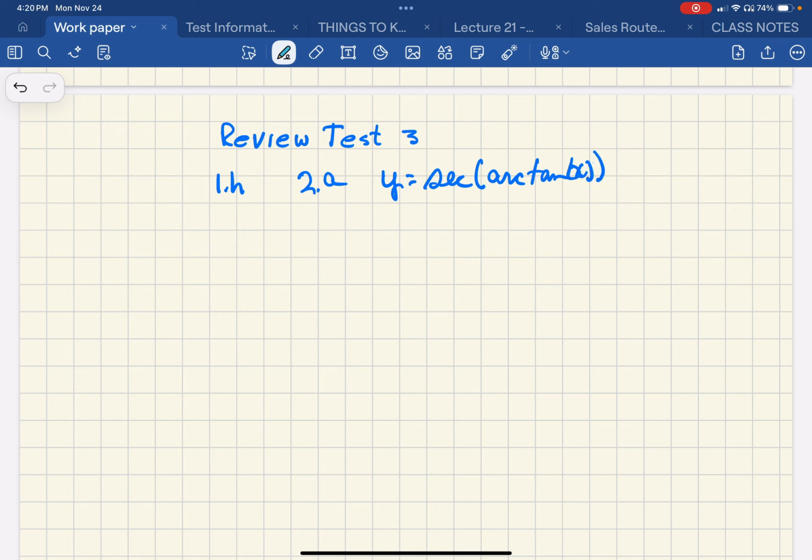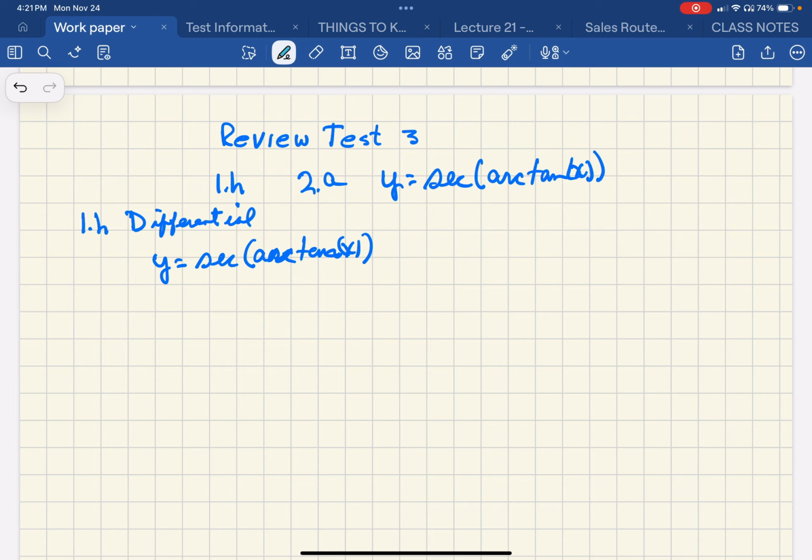Okay, first let's talk about question number 1H. It asks for the differential of the function. So we have y is equal to the secant of the arctangent of x.